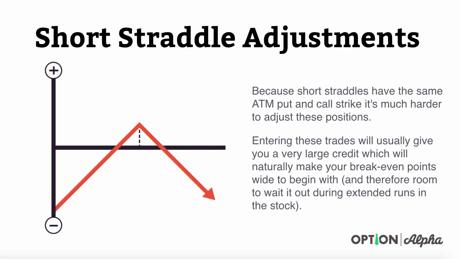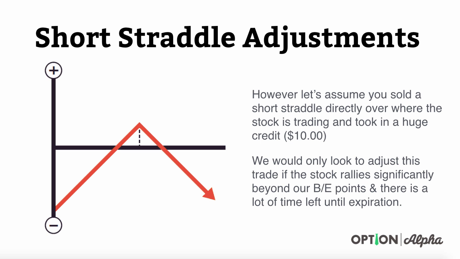And in today's video tutorial, we're going to talk about making adjustments to a short straddle option strategy. Now, because these short straddles have the same at the money put and call strike, it's much harder to adjust these positions because they're already so close together. And so entering these trades will usually give you a very large credit, which will naturally make your break-even points wide to begin with, and therefore room to wait it out during extended runs in the stock.